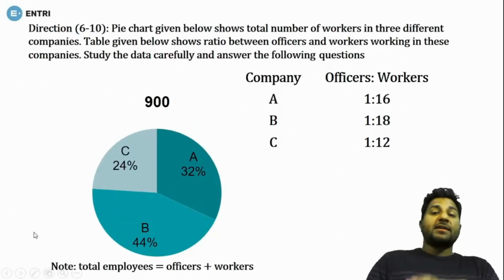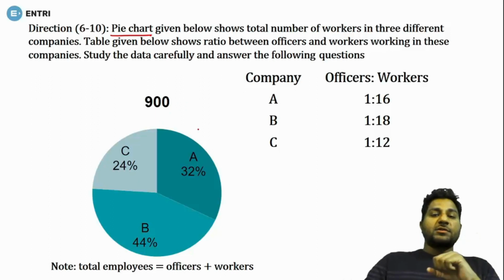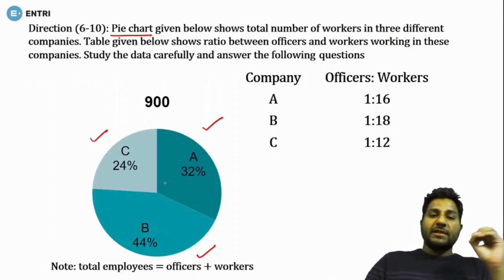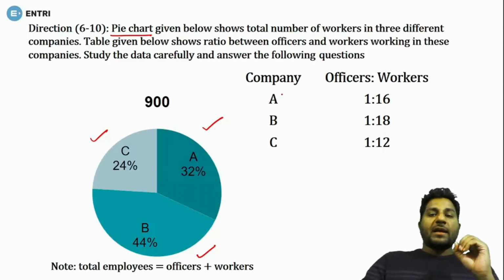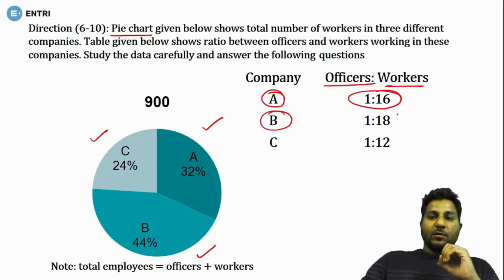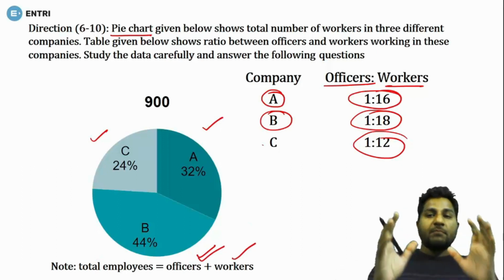All right, let's look at the next DI. The next DI says the pie chart given below shows the total number of workers in 3 different companies. So basically the pie chart shows 3 different companies, A, B, C. In A, there were 32% employees, in B 44%, and in C 24%. Company A has officers and workers in the ratio 1:16, B has 1:18 and C has 1:12. Total number of employees is officers plus workers. Remember that.